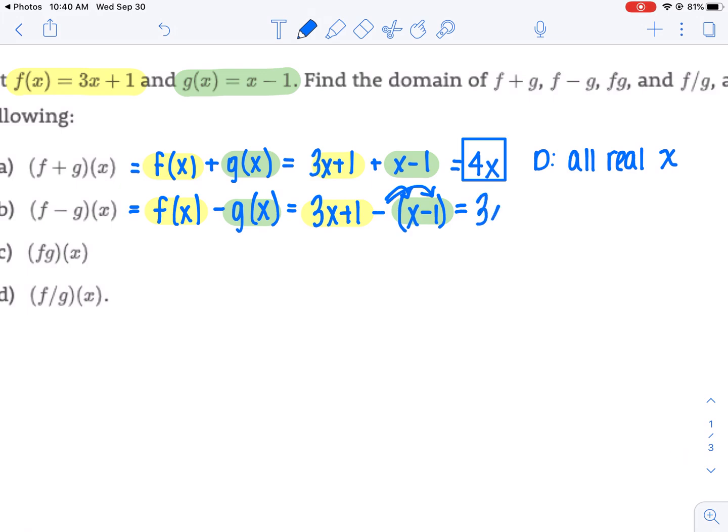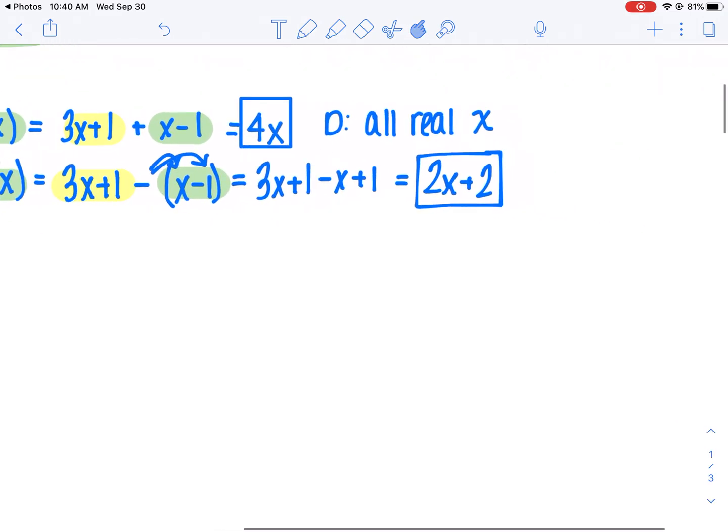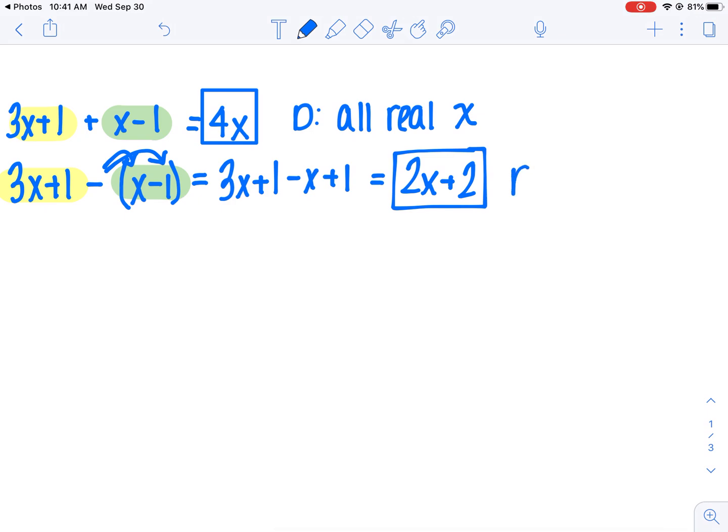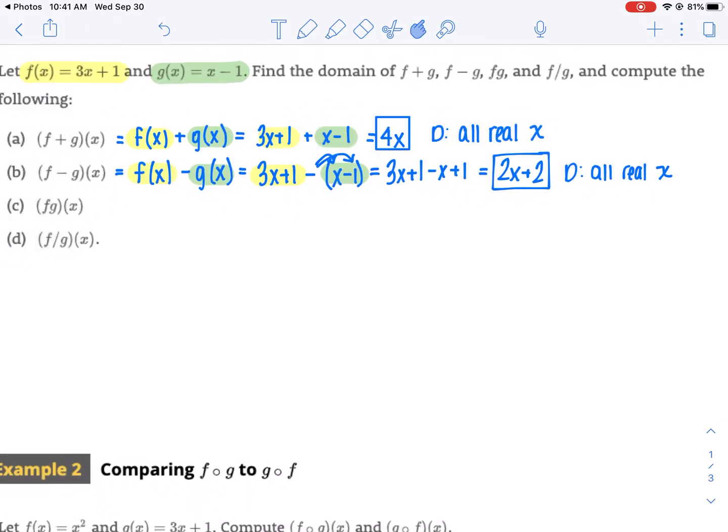So you end up with 3x plus 1 minus x plus 1. So this will be 2x plus 2. That is what happens when you subtract the two functions. Again, there's no restriction on this x, so domain all real x. Hopefully you're getting the hang of it.